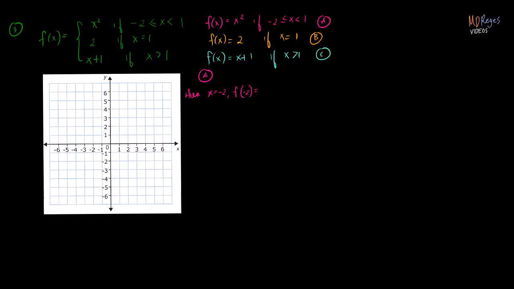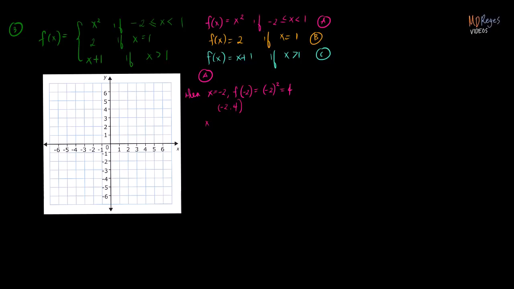So that's negative 2 squared. Just substitute negative 2 for x in the function, 4. So from there we get the point negative 2, 4. Remember that negative 2 is included in the first interval in the function a, so therefore this point with the coordinates negative 2, 4 is a shaded circle in the graph.